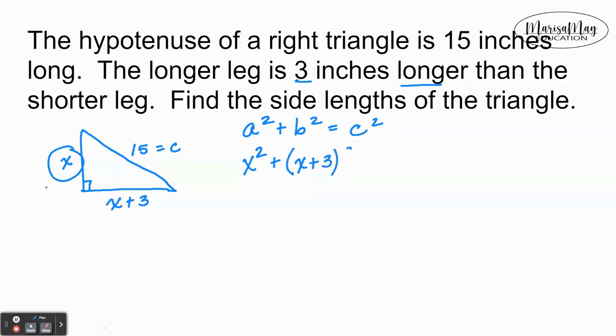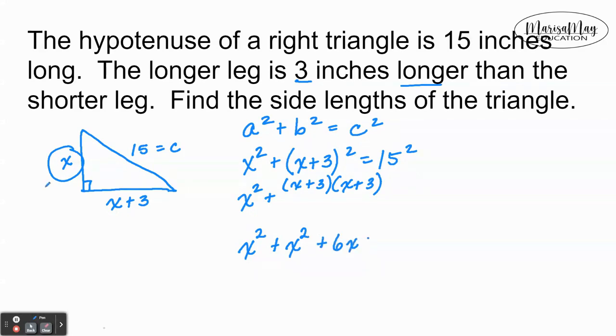And I want you to notice that I'm using the parentheses. So now we need to multiply out this X plus 3 to the second. You probably want to think of that as X plus 3 times X plus 3. It's going to make that a little bit simpler for you. So we have X squared plus X squared plus 6X plus 9 if you multiply that out. And then 15 to the second is 225.